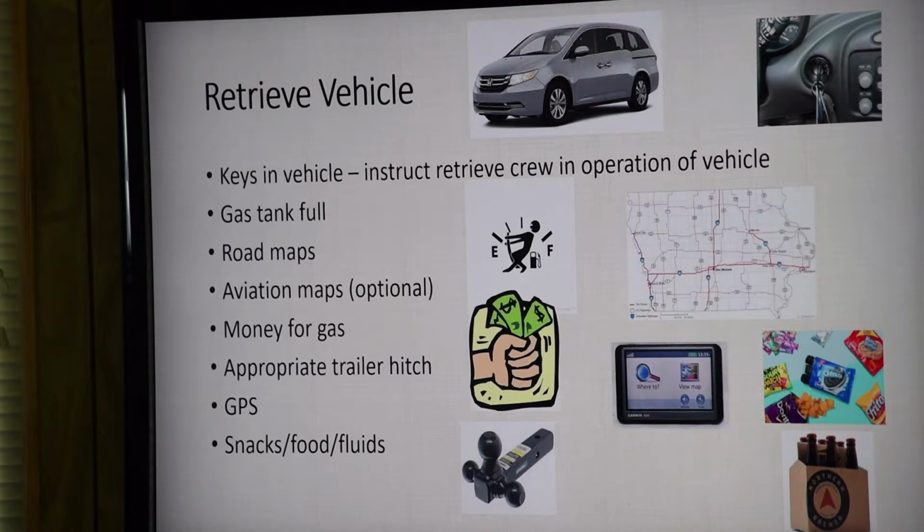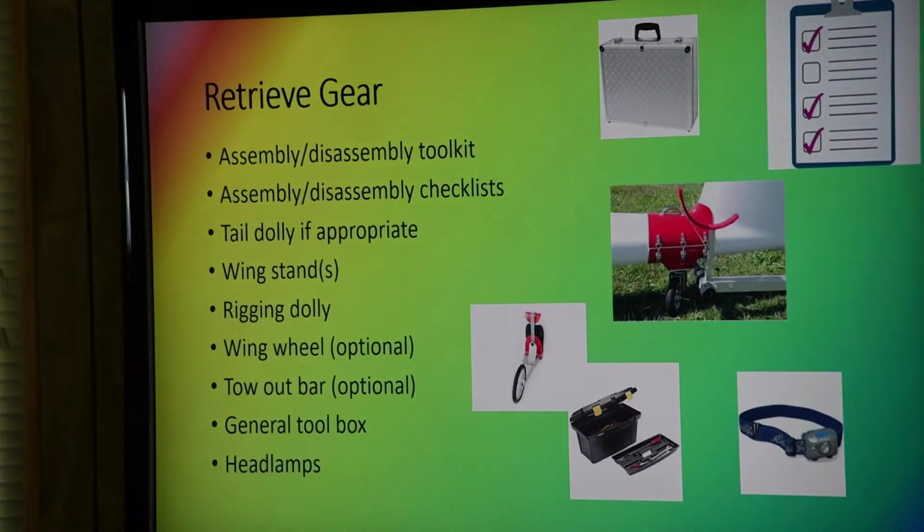You bet. And then snacks, food, fluids. I like to have a little cooler in the car with some soda, water, whatever. Chocolate chip cookies. That's one way to kind of entice a volunteer to be your retrieve crew. Not a bad idea. Some chips, whatever. And of course, they can stop and pick up stuff. But retrieve gear.